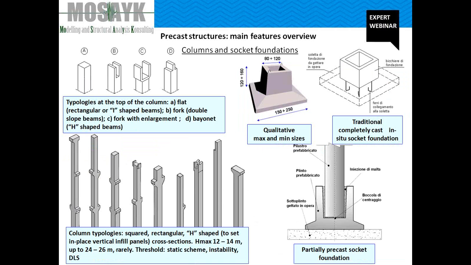Common type of columns and foundation. Connection between column and foundation: we say that a very common solution is the use of totally or partially precast socket-based foundation. In case of a poor bearing capacity of the soil, traditional alternatives such as piles, beams, or reinforced concrete slabs are used anyway.